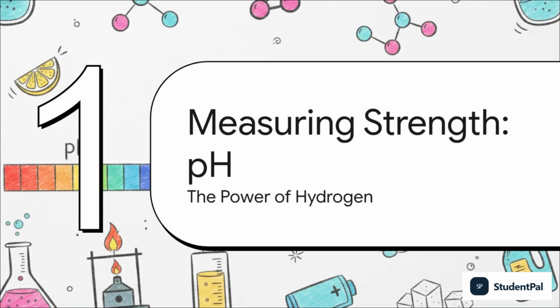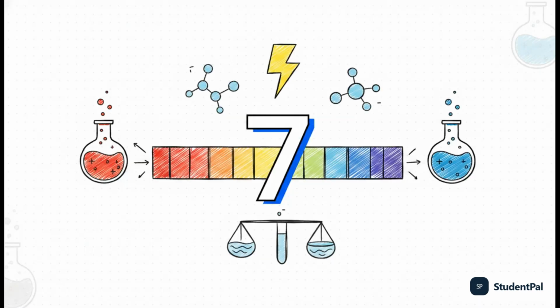Section 5. Measuring strength. pH scale. The power of hydrogen. So we know ions are the secret agents here, but how do we measure their strength? Scientists developed a scale specifically for measuring hydrogen ion concentration, brilliantly called the pH scale. The P in pH stands for potens, which is German for power. So quite literally, the power of hydrogen.